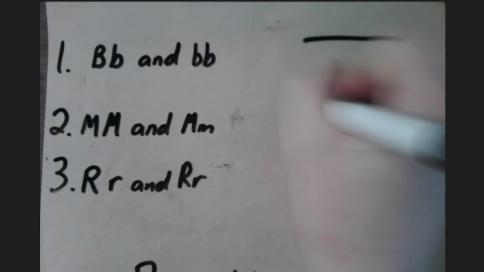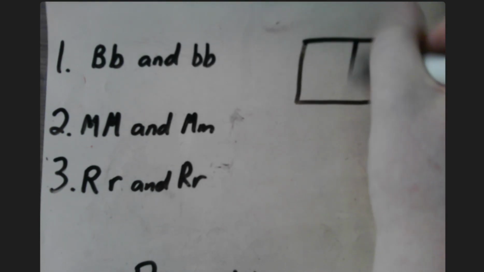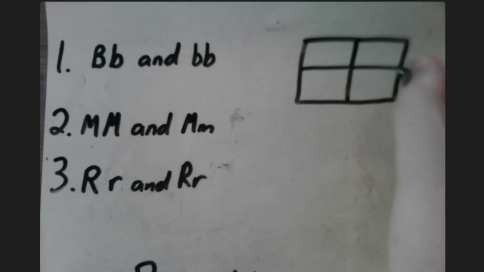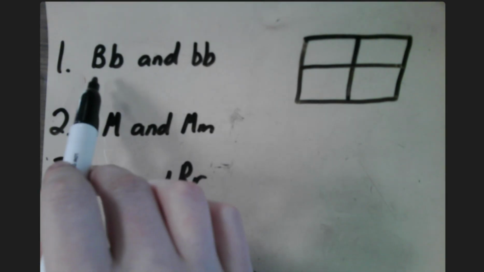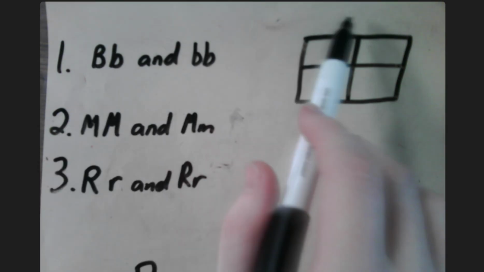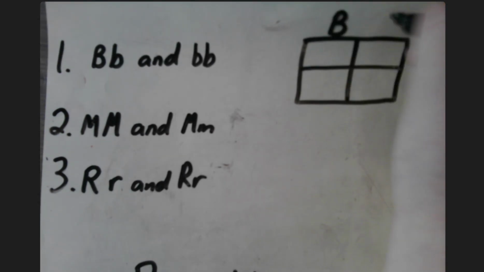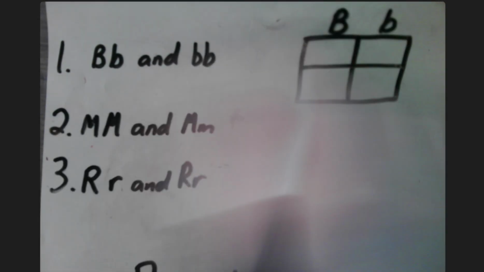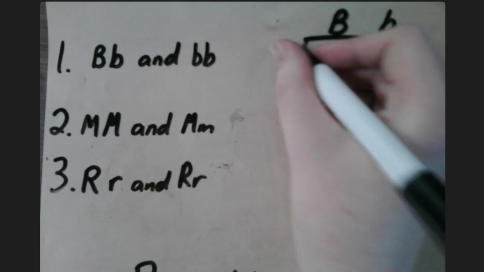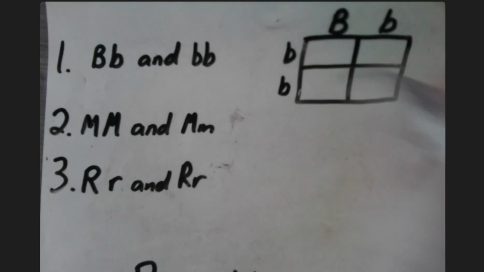We have our square, well, rectangle, but our square here. We're going to put our letters. Each parent is going to go on the side of this box. So I'm going to put capital B here and lowercase b here. We just moved here to there. Now we've got lowercase b. We'll go here and here.